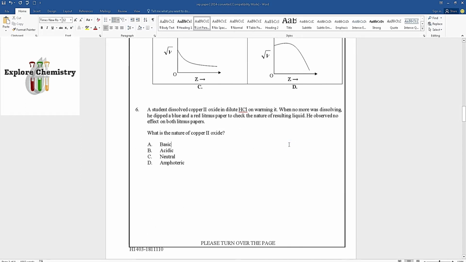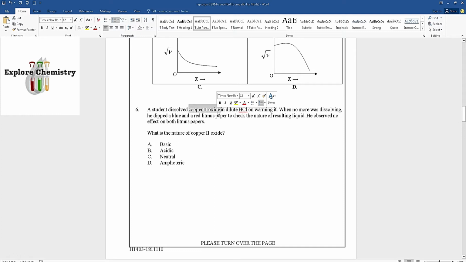Number 6, a student dissolved copper 2 oxide in dilute HCl on warming it. When no more was dissolving, he dipped blue and red litmus paper to check the nature of the resulting liquid. He observed no effect on both the litmus papers. What is the nature of copper 2 oxide?